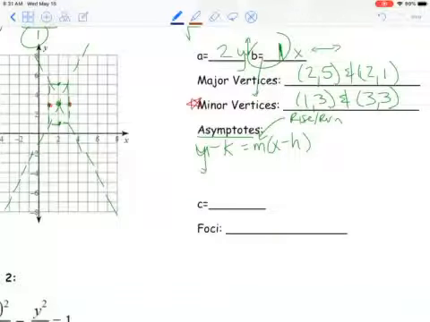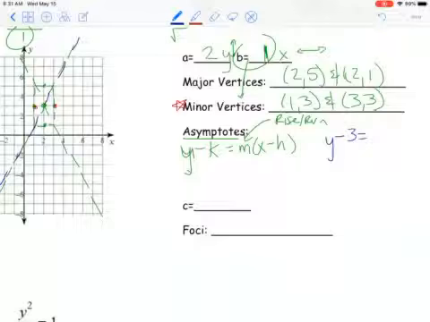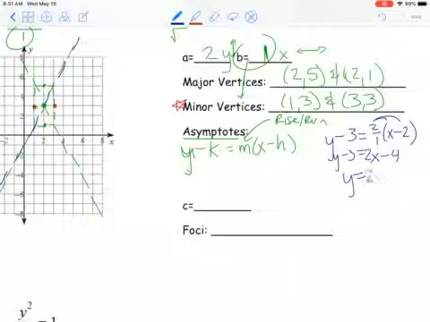So let me show you with different colors. This line right here, y minus k, and k was 3, equals, and then we've got m, our slope, we go up 2 over 1, x minus h, and h was 2. So y minus 3 equals 2x minus 4 when I distribute that. So I get y equals 2x minus 1 when I add that 3 over.